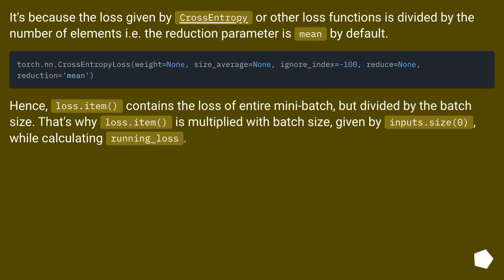It's because the loss given by cross-entropy or other loss functions is divided by the number of elements, i.e. the reduction parameter is mean by default. Hence, loss.item contains the loss of the entire mini batch, but divided by the batch size. That's why loss.item is multiplied with the batch size, given by inputs.size(0), while calculating running_loss.